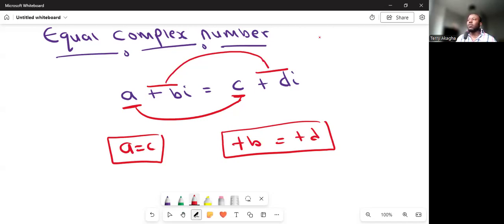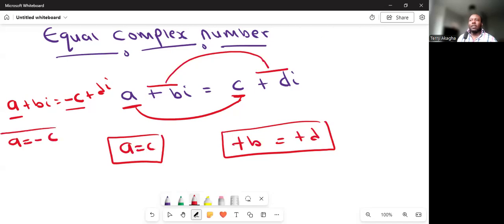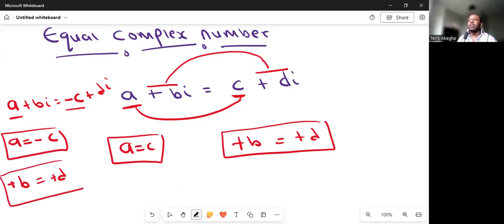So if, for instance, we had something like A plus Bi is equal to minus C plus Di, that means for this to be equal, A must be equal to what? Minus C. Are you seeing it? And also B must be equal to what? D. And also, it's not just the B, the plus B must be equal to the plus D. All right? So that's what I'm just trying to say.